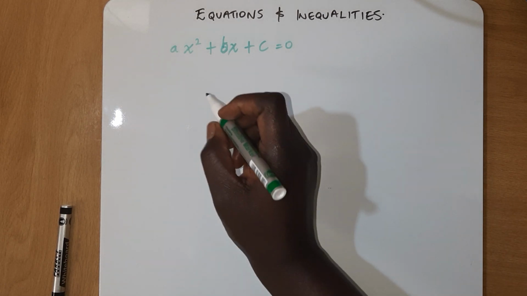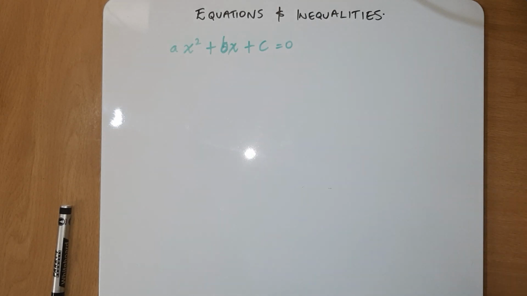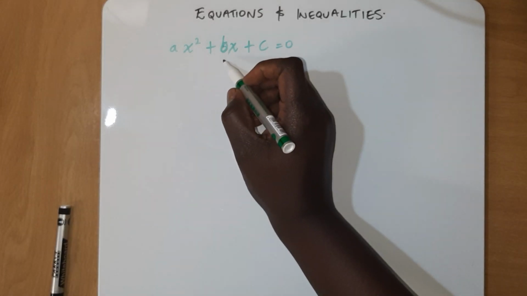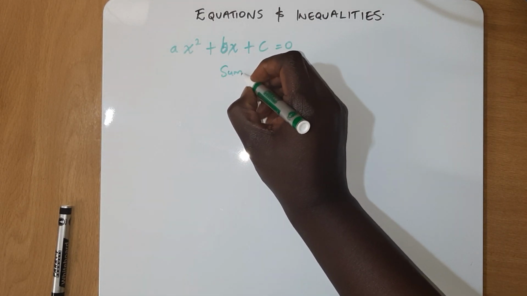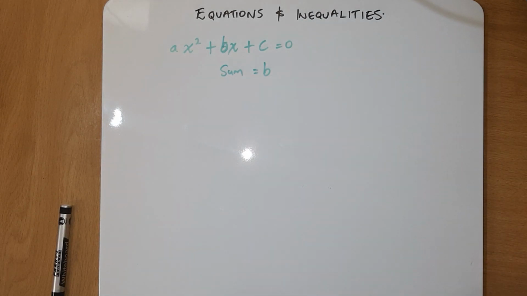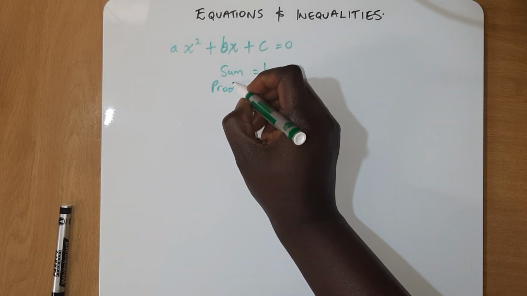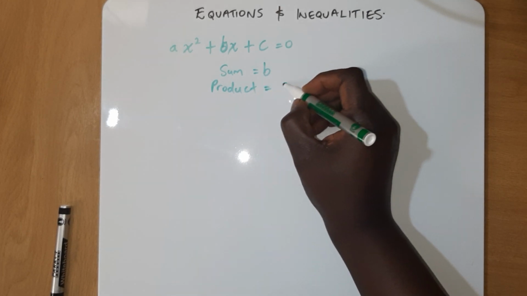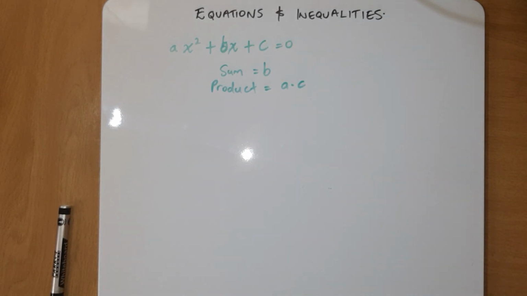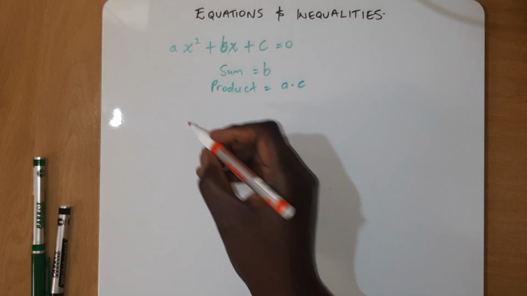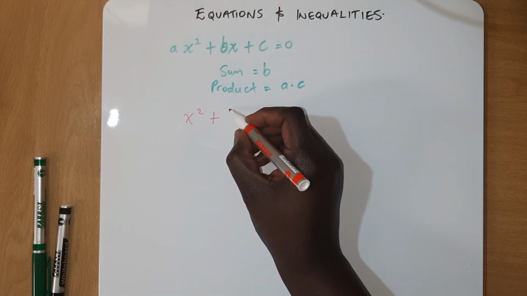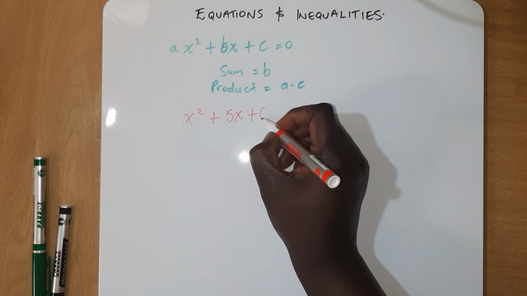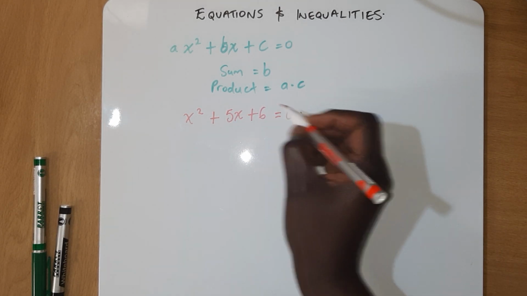When we are solving the quadratic equation, we look for two numbers whose sum is equal to b and whose product is equal to a times c. So if we had an example of a quadratic equation, x squared plus 5x plus 6 equals 0.